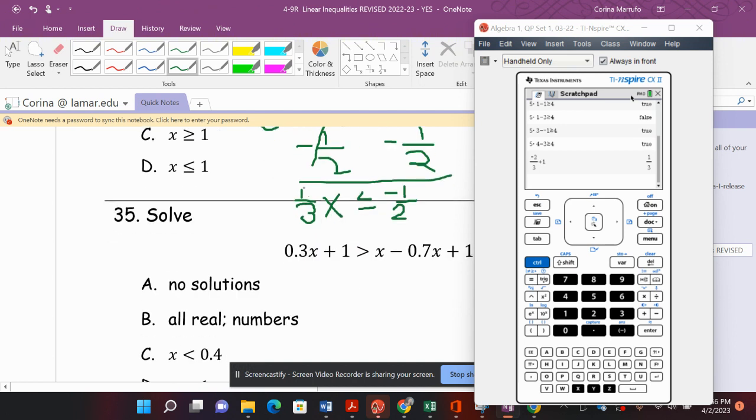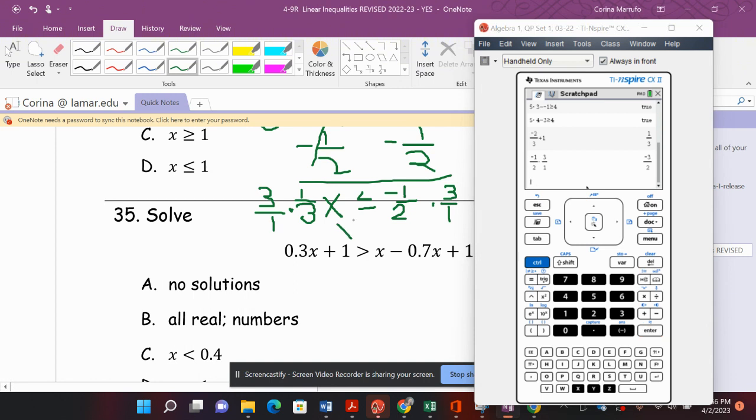Then our last step is to get rid of the 1/3. So if you don't remember to get rid of the fraction, you have to multiply it by what we call a reciprocal. So we multiply it times 3/1. What we do to one side, we have to do to the other side, 3/1. And so if you're not good with fractions, go ahead and put it in your calculator. Negative 1/2 times 3/1. Enter, that gives us negative 3/2.